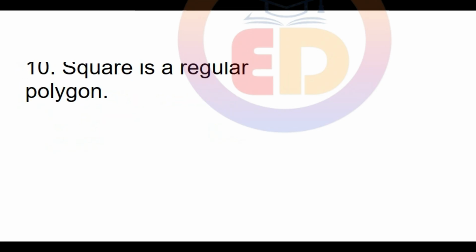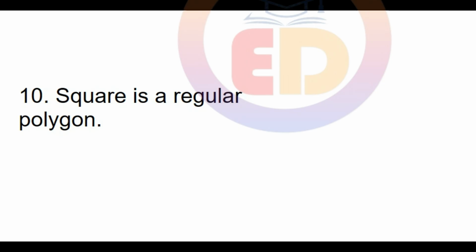Next question. Square is a regular polygon. Regular polygon says that all sides are equal and all angles are equal. When all sides are equal and all angles are equal, then it is called a regular polygon.